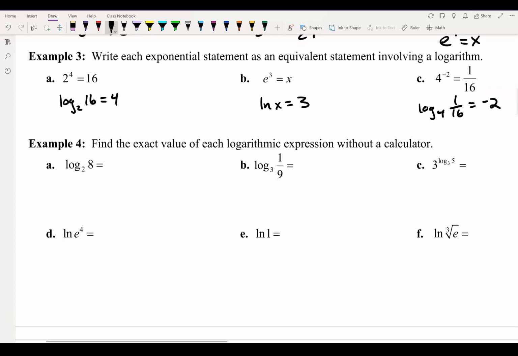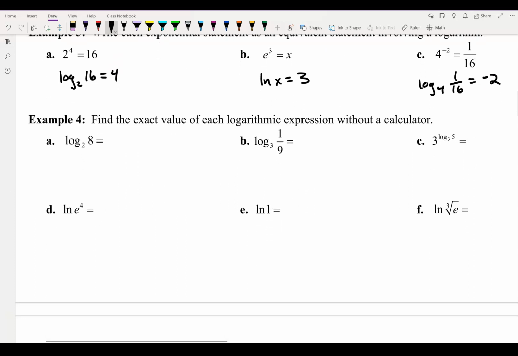Continuing on, we want to evaluate each of these. With this first one, I think it's best if we start thinking of this as, I need the exponent on 2. 2 to the what equals 8? Hopefully we immediately see that that's 3. It'd be nice to get to a point where we don't have to write this statement, but you can double check it. 2 to the 3rd power equals 8.